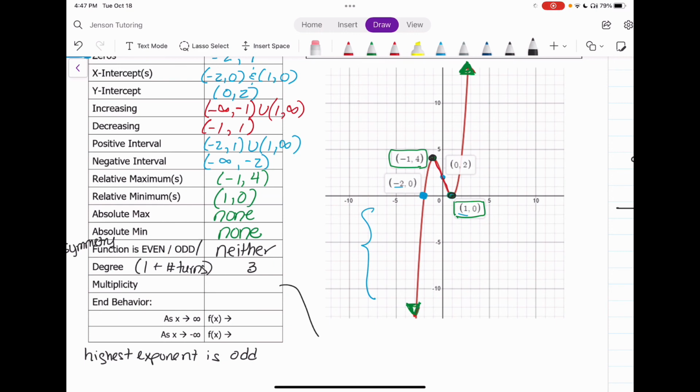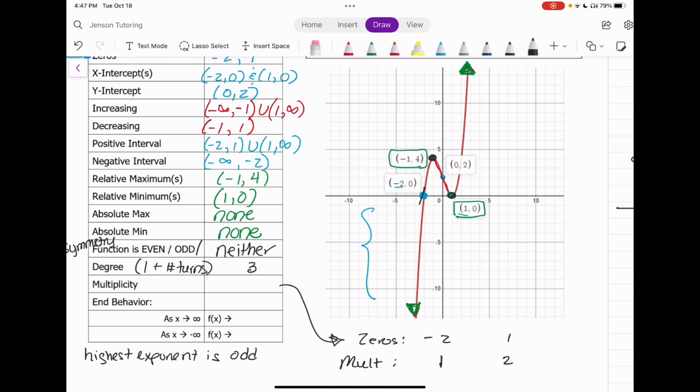Multiplicity, again, I need to kind of list these over here with the zeros. So I had my zeros at negative 2 and 1, and then the multiplicity, remember if it crosses the x-axis, so right here it goes right through, so if it crosses the x-axis, the multiplicity is 1. If it bounces, the multiplicity is 2.